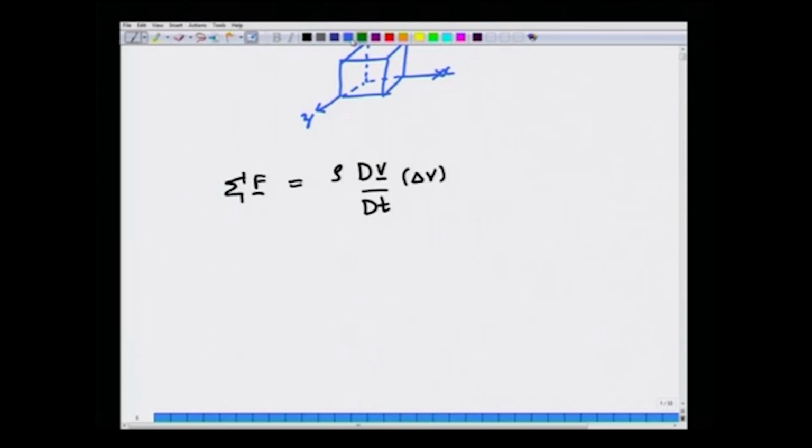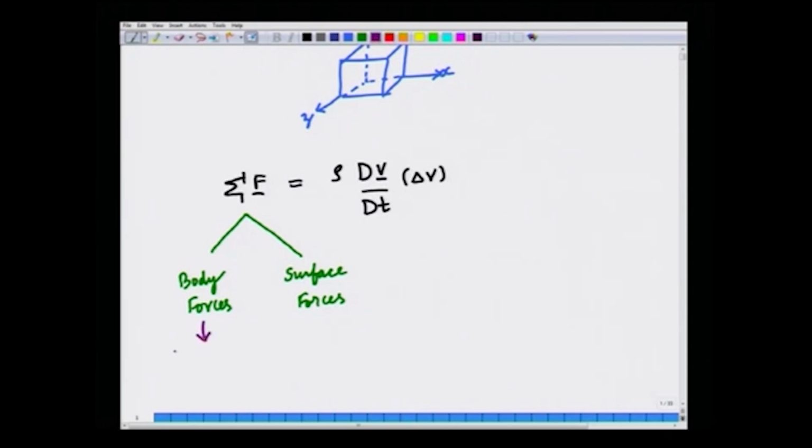Now, there are two contributions to forces acting on the control volume. One are called body forces, the other types of forces are called surface forces. Body forces, a common example is gravity.